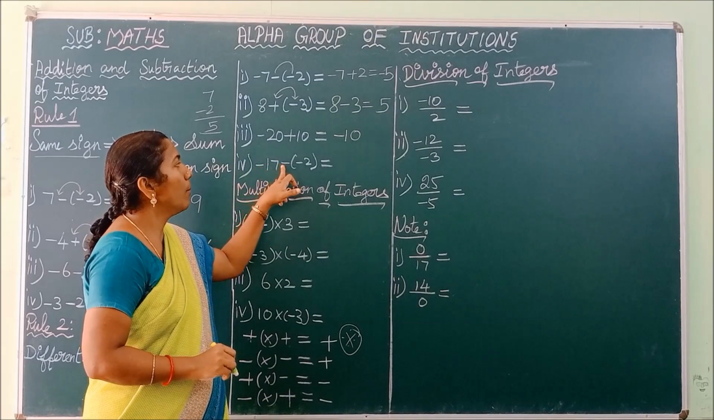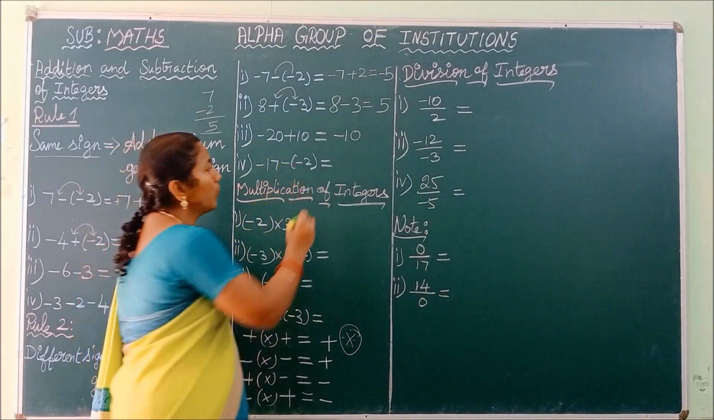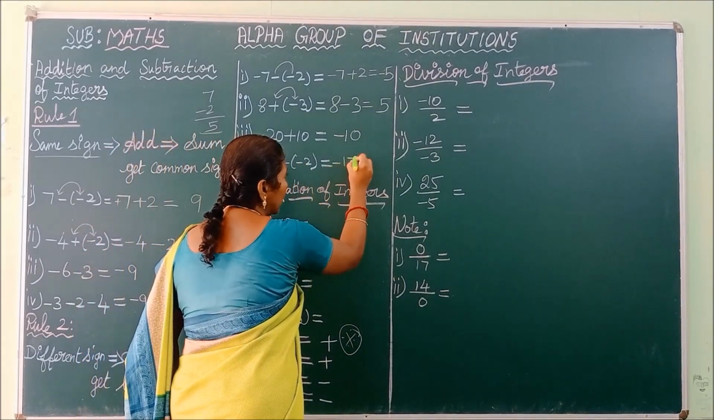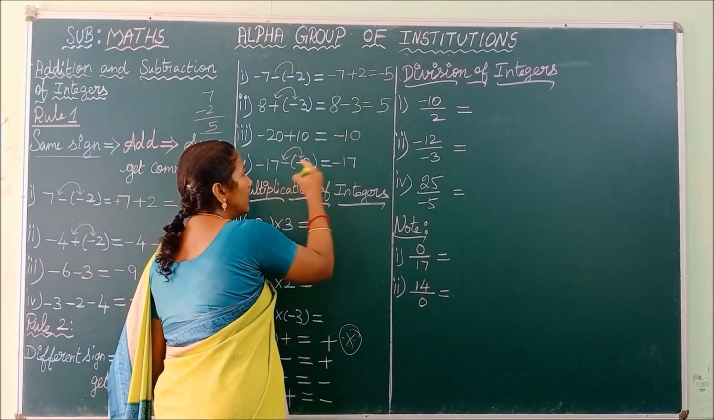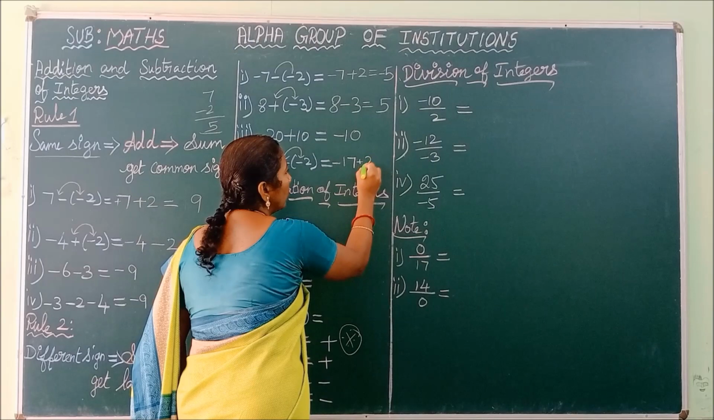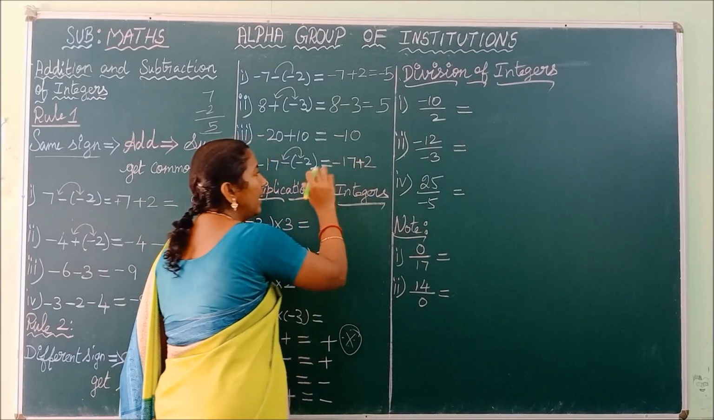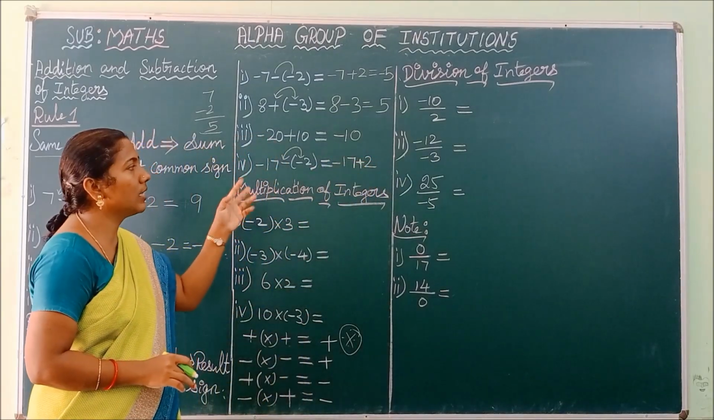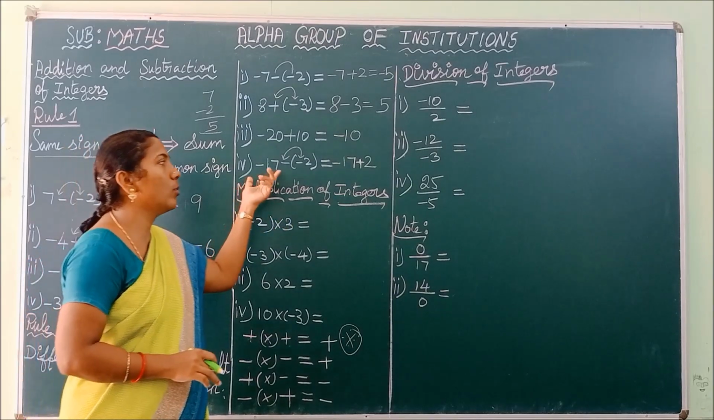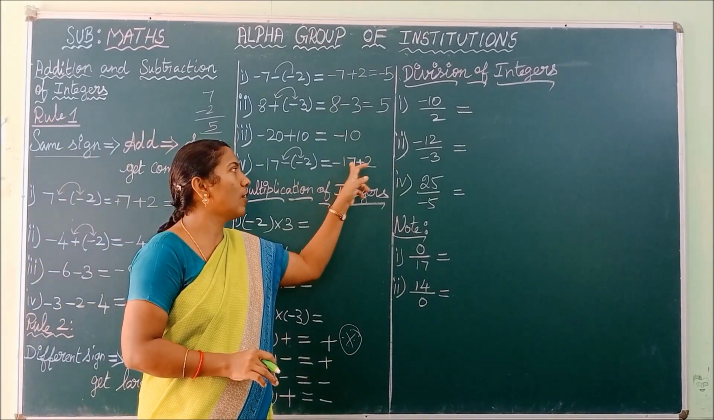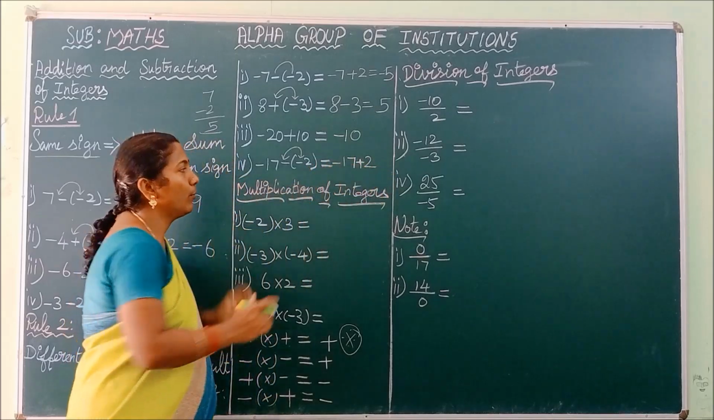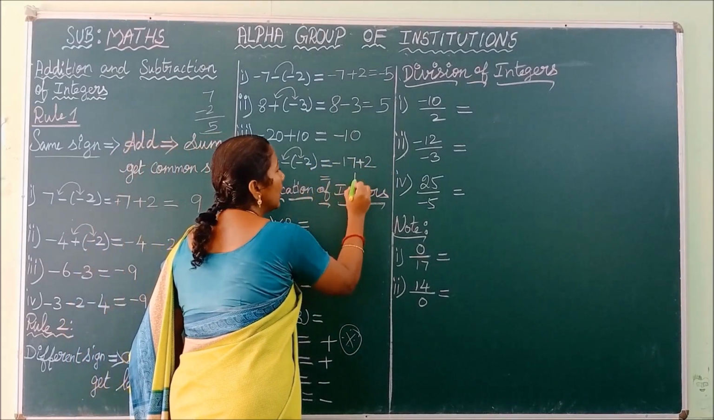Minus 17 minus of minus 2. So first write the first integer as it is, and then multiply the symbols inside and outside the bracket. Minus into minus, plus 2. Thus the given integers are in different signs. One symbol is minus and another symbol is plus. So as per rule 2, we have to subtract the smaller number from the larger number. So 17 minus 2, our answer is 15. So our result is 15.